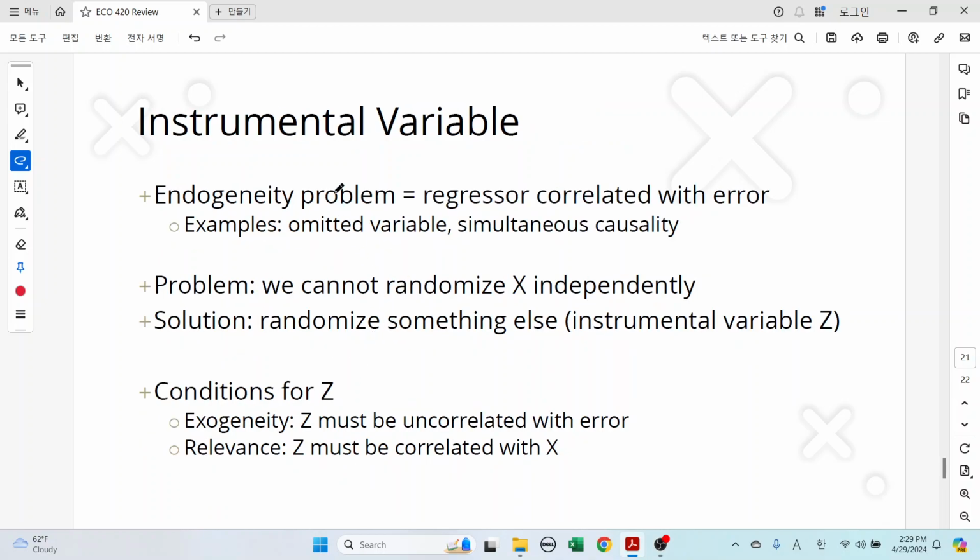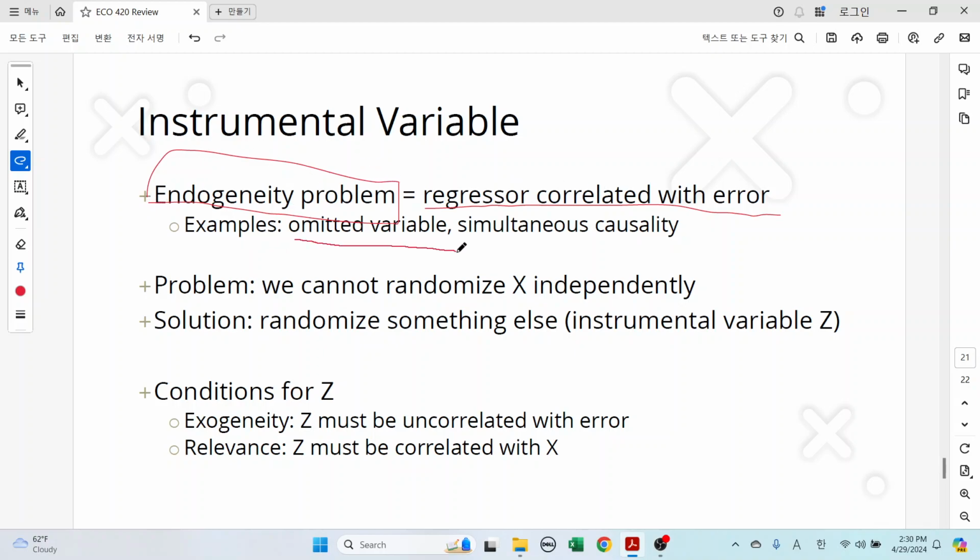Final chapter, the instrumental variable. In the big picture, endogeneity problem is the most generally defined name of the problem, and it is when the regressor is correlated with an error. Earlier, one of the assumptions for the regression was that the regressors must be uncorrelated with the error term. But if they are correlated, we call that endogeneity problem.